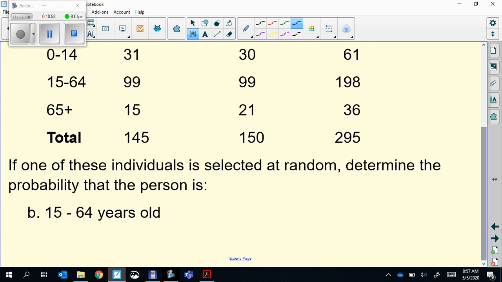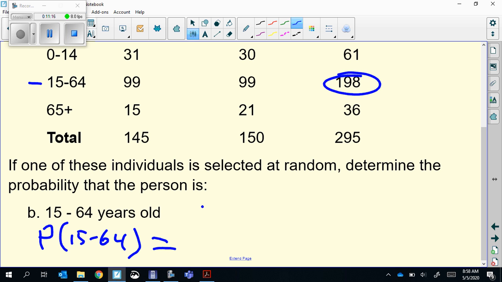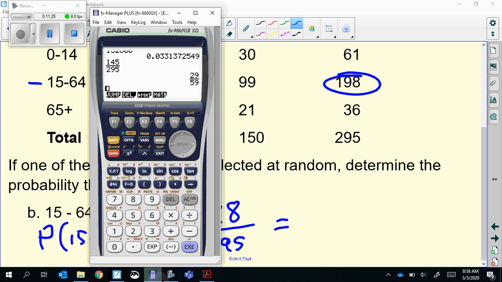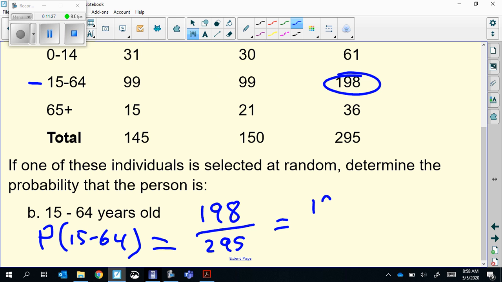Same data, but this time we're looking for the probability that they are 15 to 64 years old. So just the probability that they're between 15 and 64. That's the category here. That's the only thing we're looking for, so we're going to take the total number of people in that age group out of the total people in the survey and reduce that. Doesn't reduce. I guess I don't need to rewrite it.